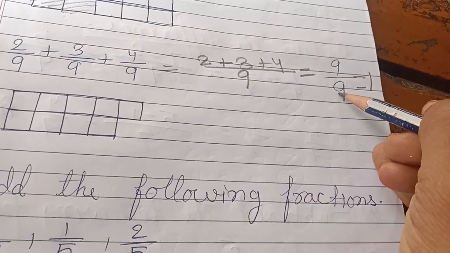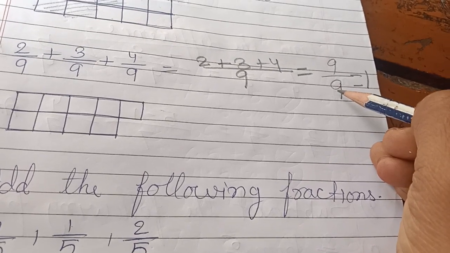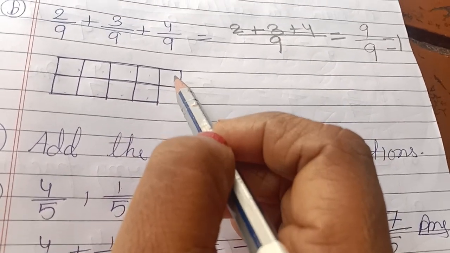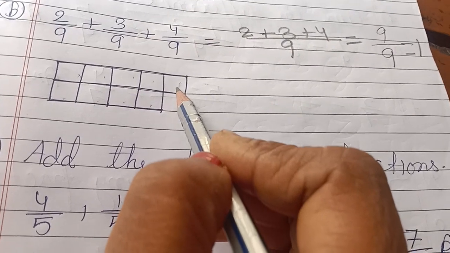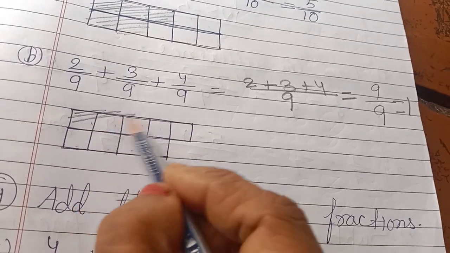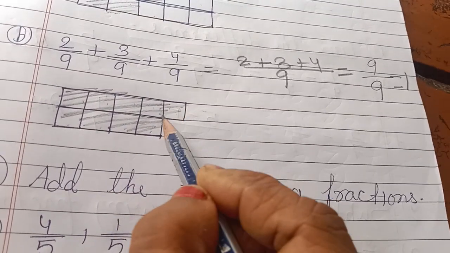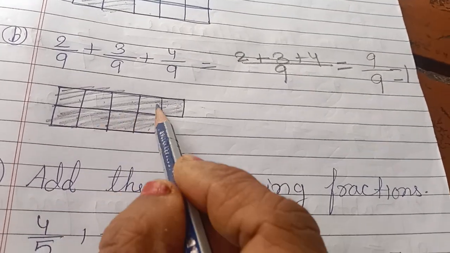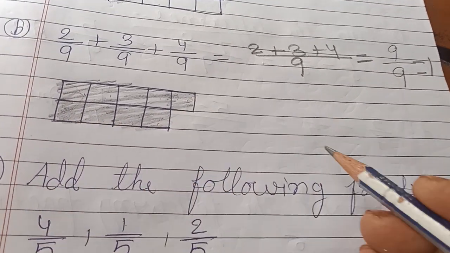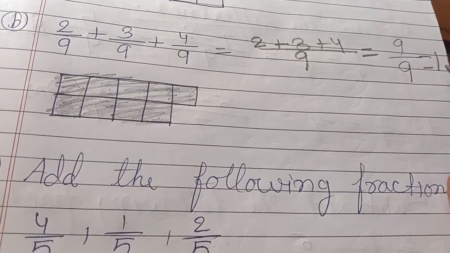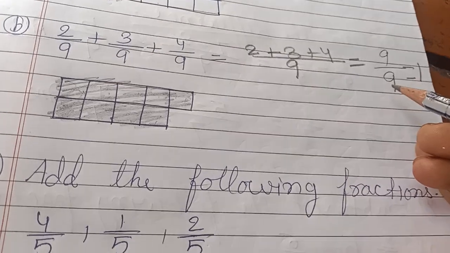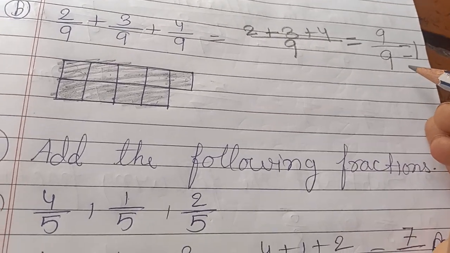So here the denominator is 9. That means we should have 9 equal parts. 1 2 3 4 5 6 7 8 9. We have 9 equal parts here. Out of 9 parts, we have to shade 9 because our numerator is also 9 here, children. So we have to shade all parts. We have to shade this complete whole shape. So this will be equal to 1, na? So, when we have numerator and denominator same, then its value will be equal to 1 always.